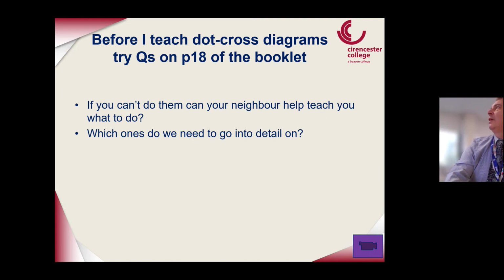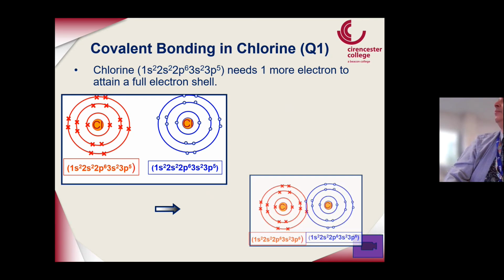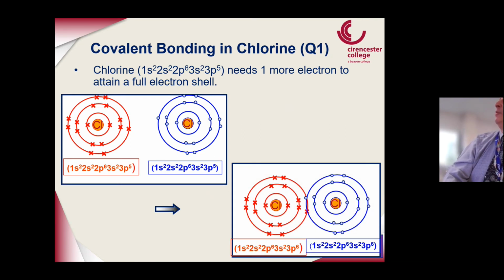There are questions on page 18 of the booklet. You should be able to have a go at some of those. There were ionic ones and there are some covalent ones, so we'll go through these questions now. And here we've got the SPDF electronic configuration notation. We've got two chlorines coming together. Their SPDF notation means that they are 3p5 at the end. It means they need to gain another electron. And when they share, they each think they've now got 3p6.